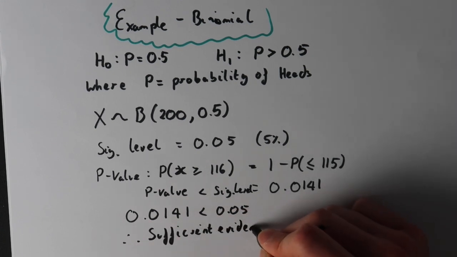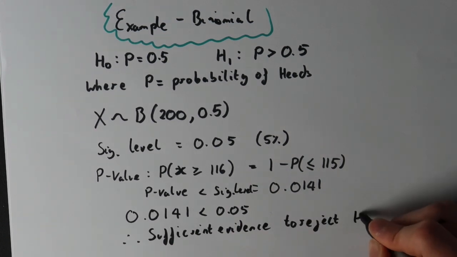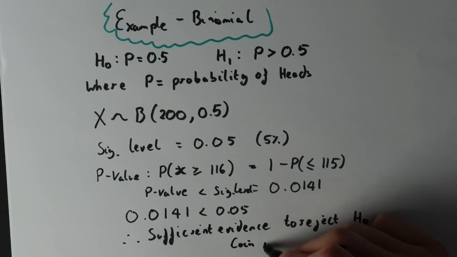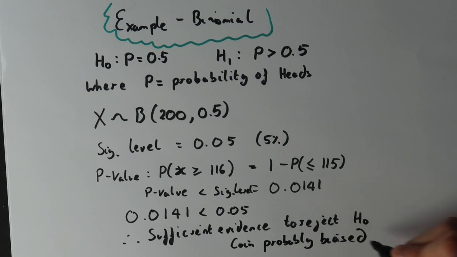And then we compare that to our significance level, and it's less than the significance level, so we have sufficient evidence to reject H0 and the data suggests the coin is unfair and shows heads more often than not.